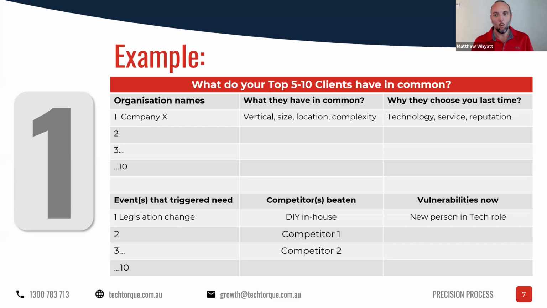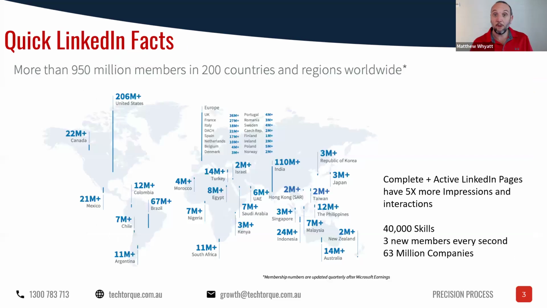All right, where are they? They're probably on LinkedIn. Now, quick LinkedIn facts: almost 1 billion people, 200 countries worldwide. Complete and active LinkedIn pages have 5 times more impressions and interactions. There's 40,000 skills, 3 new members every second, and 63 million companies. Your clients are on LinkedIn.